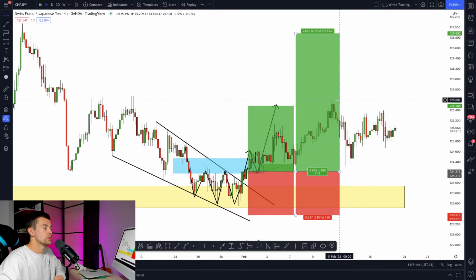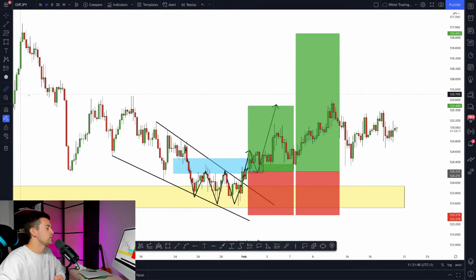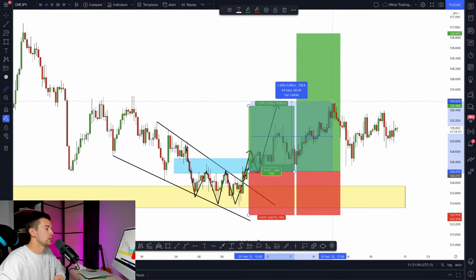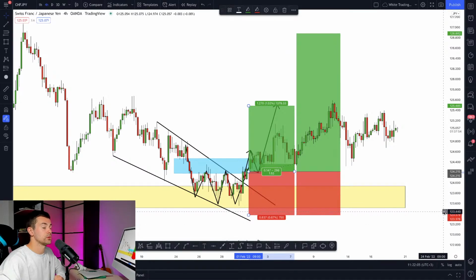You can see that here we were waiting for a very long period of time. We opened our long position right here and it took 9 trading days for the price to reach our first target. Very long, but patience pays.